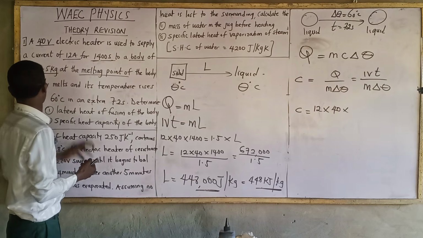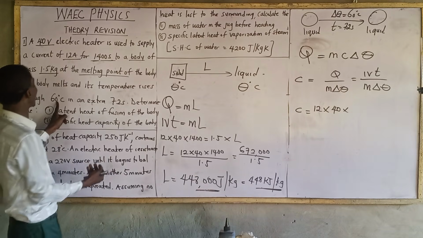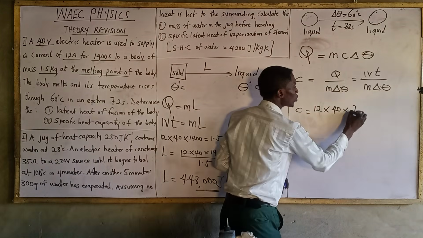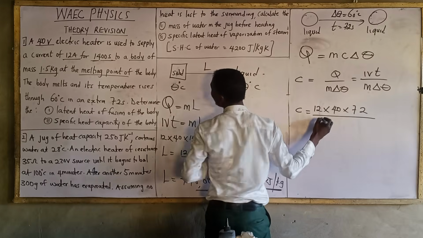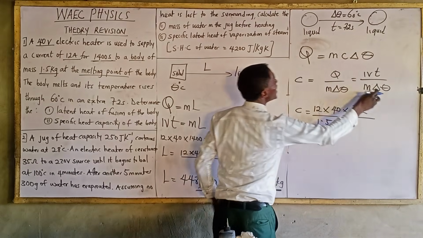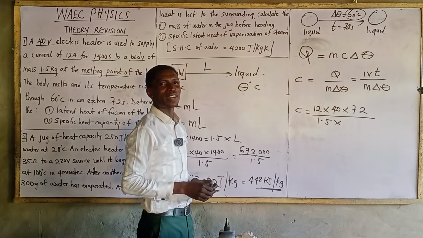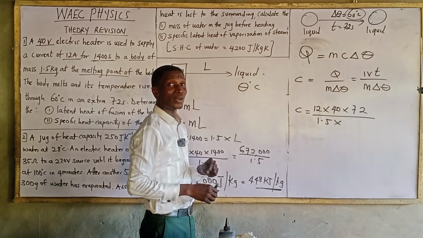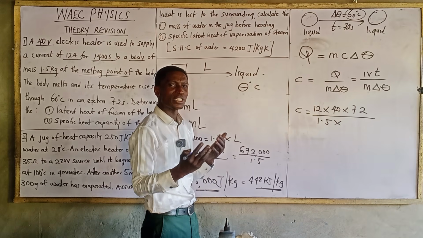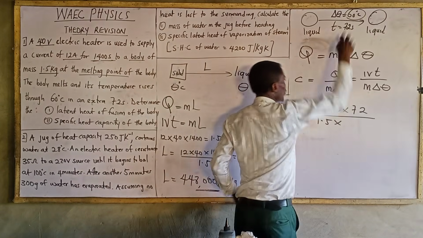Now, it raises the temperature by 60 degrees Celsius in an extra time of 72 seconds. So the extra time is what we'll be making use of here, divided by the mass, 1.5, times the change in temperature. The change in temperature has already been given as 60, and you do not need to convert it to Kelvin, even though temperature should be in Kelvin. Anytime you're dealing with a difference in temperature, whether you convert it to Kelvin or not, the difference remains the same. So you leave it at 60.